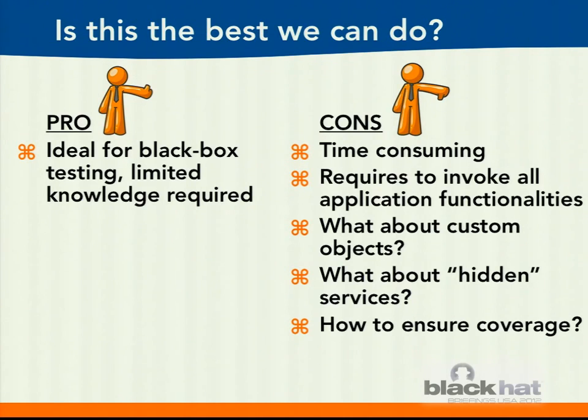How do we discover hidden services? Something that is not used by the Flex client, so you won't see any reference to it there, but it's actually exposed, and the server is just waiting for someone to invoke those methods. And finally, how do we ensure coverage? If you're doing professional testing, we want to cover all possible endpoints and carefully test the application. That's our goal. That's our work.